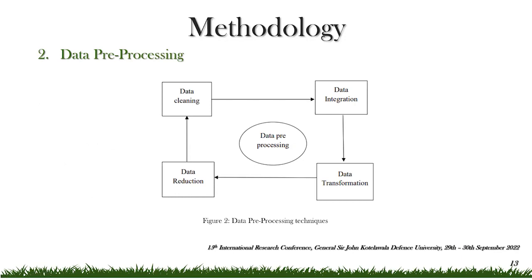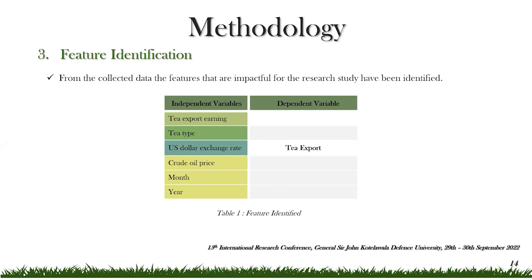Since the data were collected manually, no null values and duplicates were found. Therefore, data cleaning and data reduction were not used here. Then the collected data were integrated into a single database and transformed in a way that the research could be conducted further. By analyzing past researchers, it was found that the independent variables such as tea export earning, tea types, US dollar exchange rate, crude oil price, month and year are not much used or considered for the dependent variable, tea export, in past research. Therefore, these features were identified for this research process.